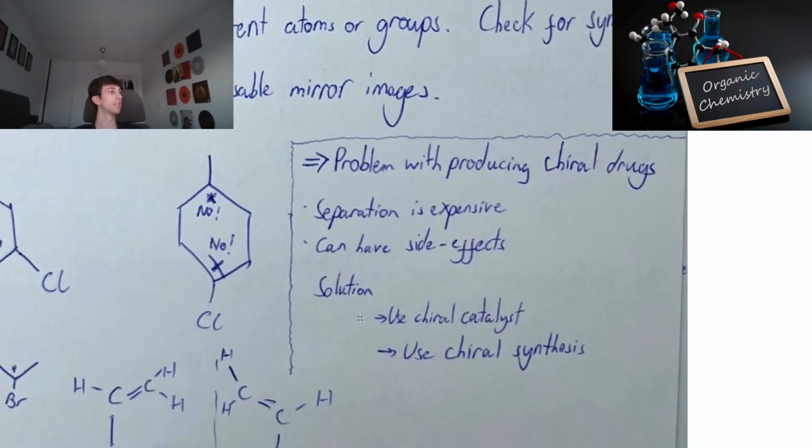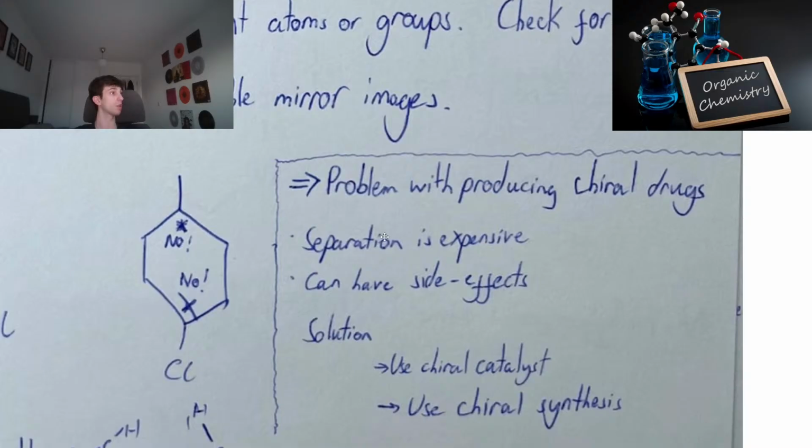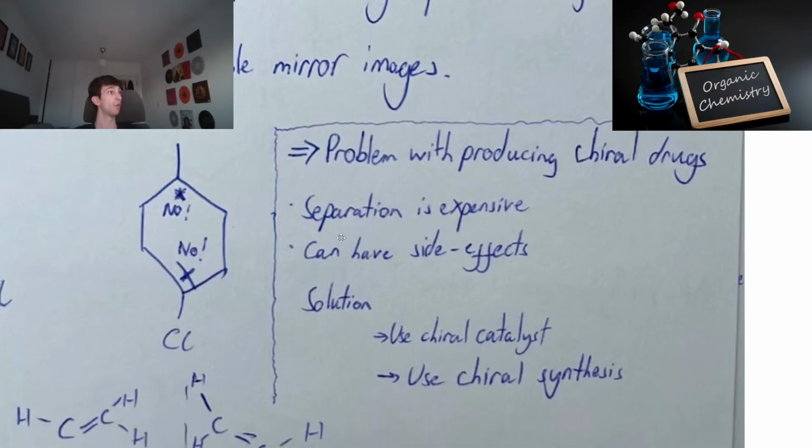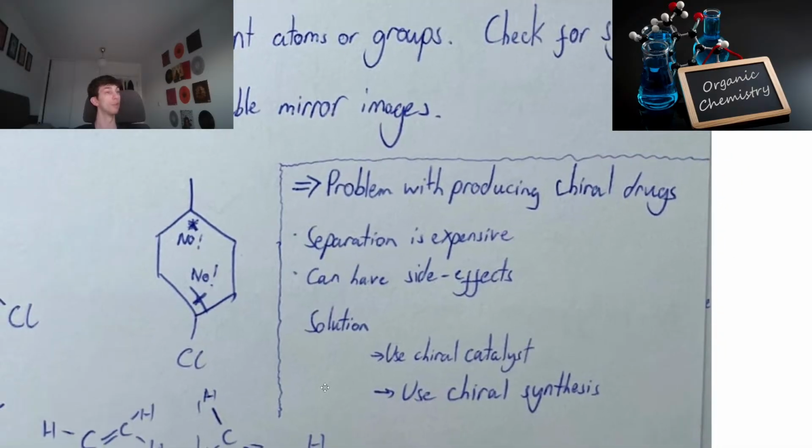Now, one of those key 1 or 2 markers, those weird questions where they want those extra marks: what is the problem with producing chiral drugs? The separation of our isomers is very expensive. They can have side effects because of those isomers. The solution: we use a chiral catalyst. You don't need to know too much about that. The key thing is just to know that we use a chiral catalyst and we use chiral synthesis. This is a key little thing for those 1 or 2 markers that can earn you those extra marks.